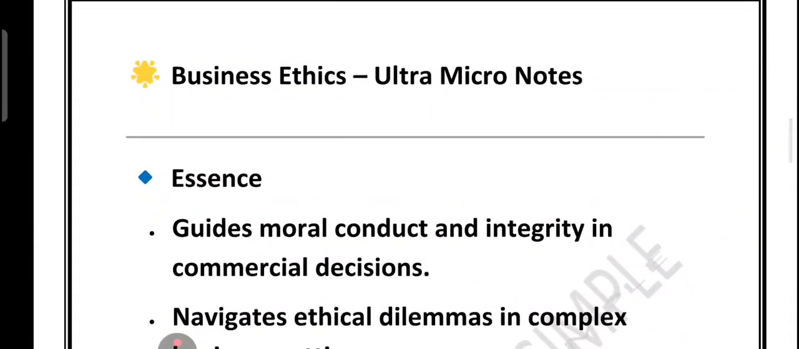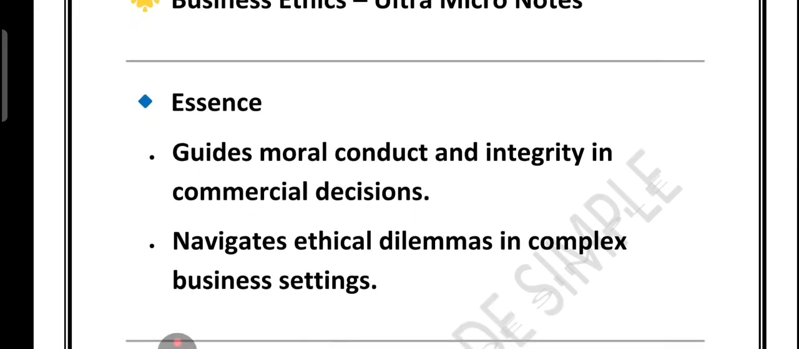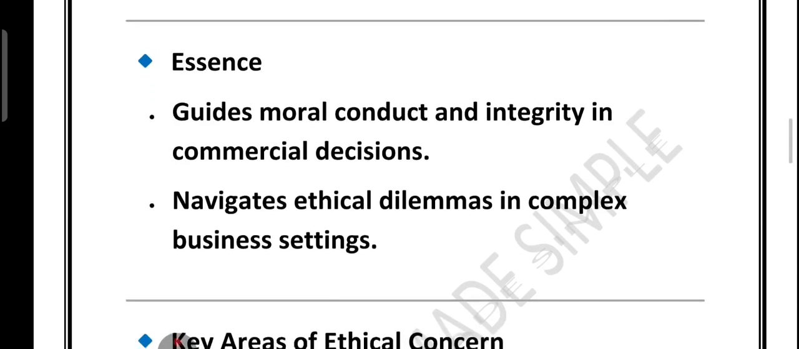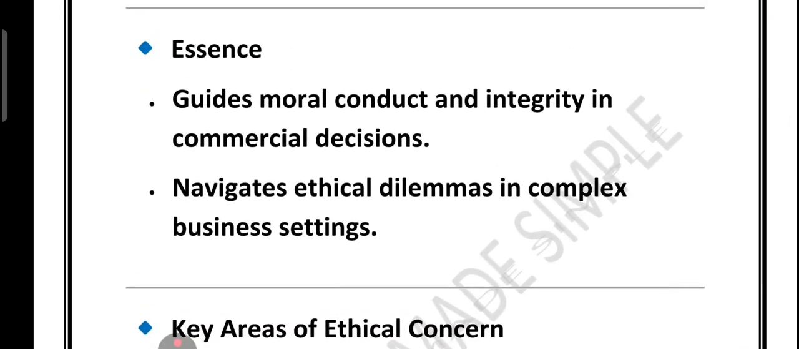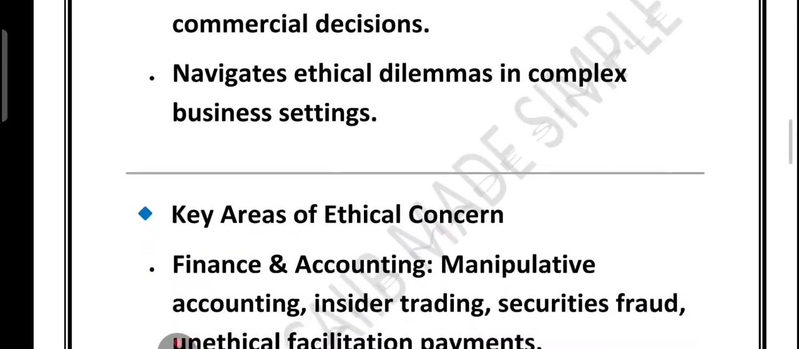Now let's talk about business ethics. It is the key principle that guides how companies and leaders make moral and responsible decisions. Starting with the essence. Business ethics is all about acting with integrity and making choices that are morally right, especially when facing complex or challenging business situations. Let's look at the key areas of ethical concern.